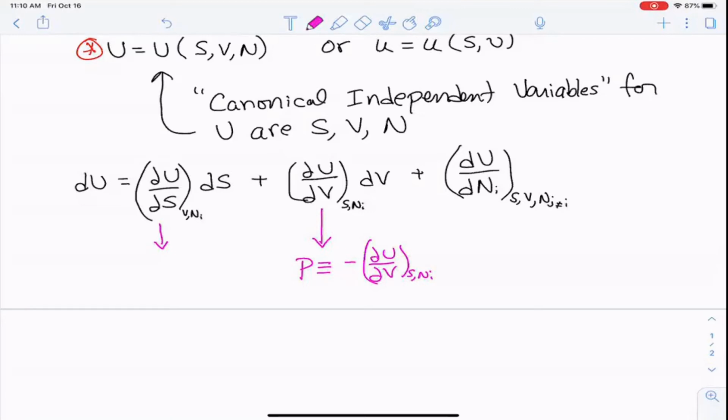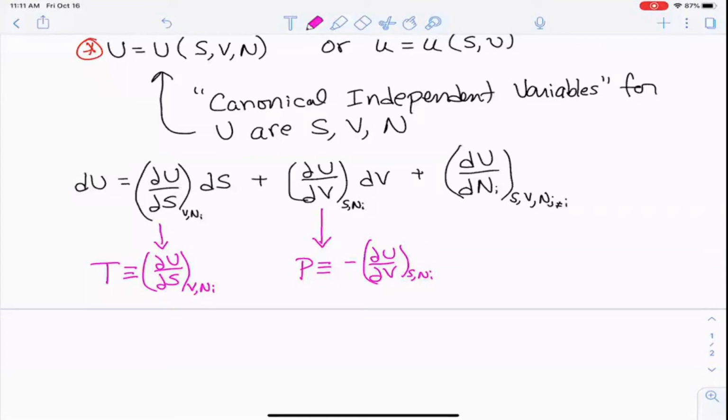And so this first term here is the thermodynamic definition for the temperature. The temperature is defined thermodynamically as the change in the internal energy as the entropy changes when you keep the box and the number of moles the same size. So it's du/dS at constant V and N.